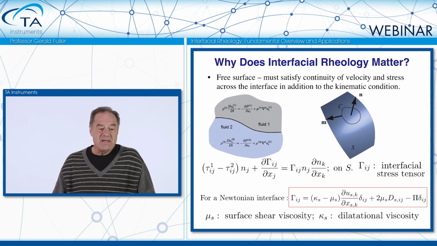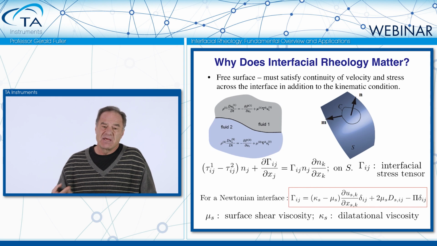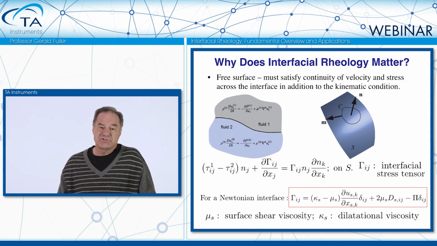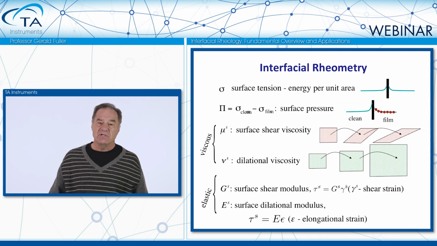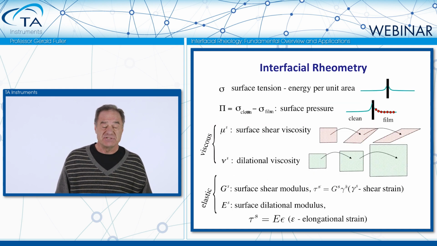If you eliminate mu sub s and kappa sub s, all you're left with is something called capital pi, and that's something called the surface pressure, which is essentially coming from the surface tension. We want to have rheological instruments that can help us measure these material functions, surface shear viscosity, dilatational viscosity, and other quantities. So let's talk about interfacial rheology.